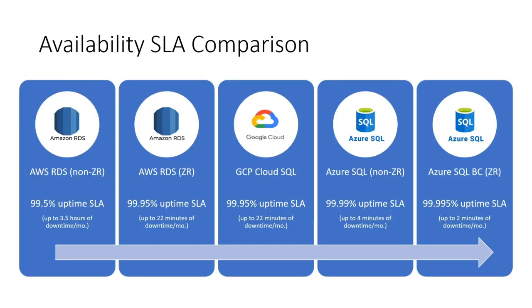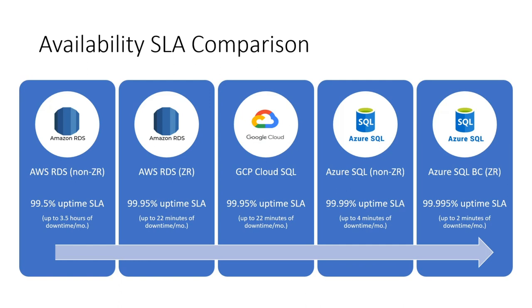Now let's take a look at the SLA guarantees provided by the major cloud database platforms out there in the market. As you can see, AWS RDS provides a 99.5% uptime SLA in the default single AZ or non-zone redundant configuration, and that's improved to 99.95% uptime SLA for the zone redundant or multi-AZ configuration. GCP Cloud SQL also offers 99.95% uptime SLA, or up to 22 minutes per month of downtime.